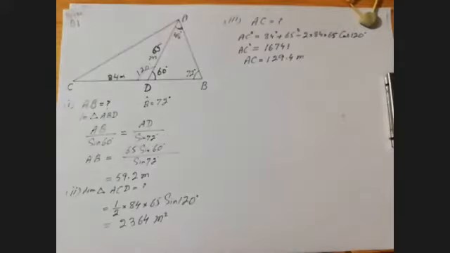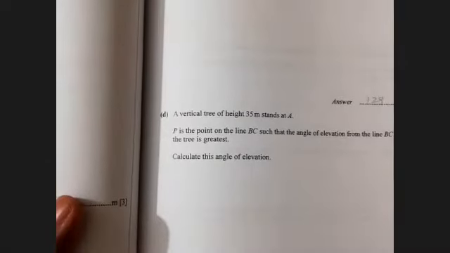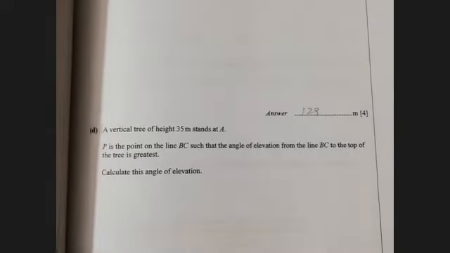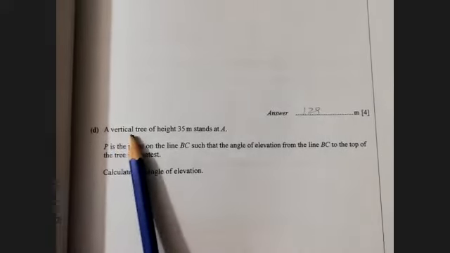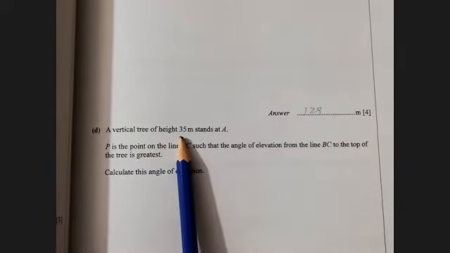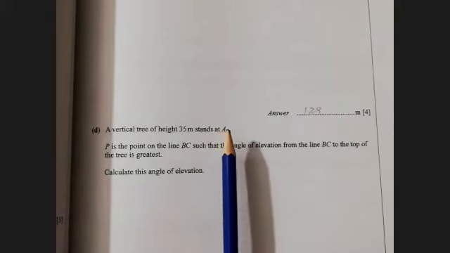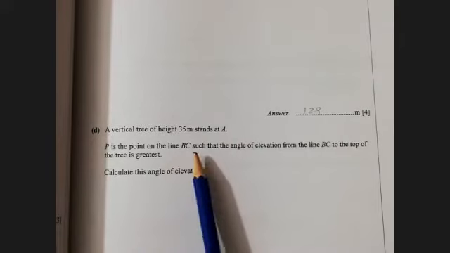Now there is a part in which he has given a three-dimensional situation. Let me show you the part he is asking you to do. Enlarging the image first of all, so that you read the question carefully. Here a vertical tree of height 35 meters stands at A. As I showed you, that triangle is lying on the horizontal ground. From that triangle, you have to show a vertical tree at A.